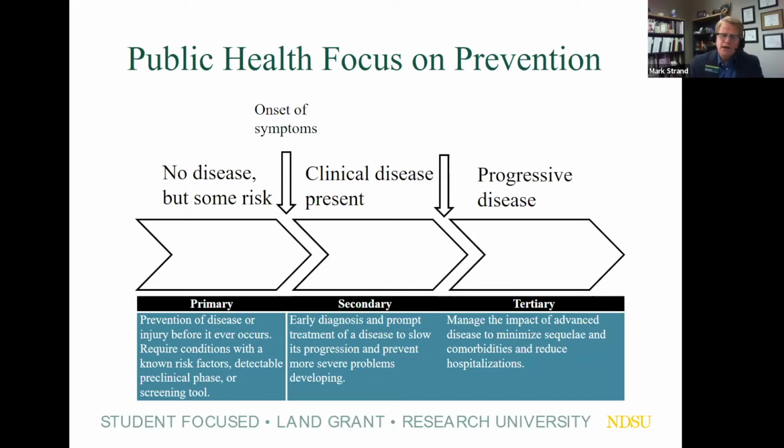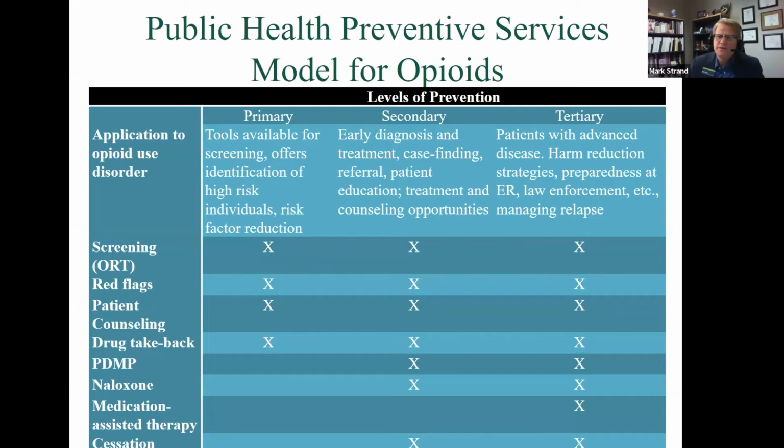And so the primary level would involve the prevention of disease before it occurs. And that's where we consider our screening tool to be a possible opportunity for identifying individuals when they pick up those prescriptions in their pharmacy. When you think about the services that are available for the 3 levels of prevention regarding opioid use, you'll notice immediately that the vast majority of the services are geared toward tertiary prevention. That is, patients with advanced opioid use disorder.